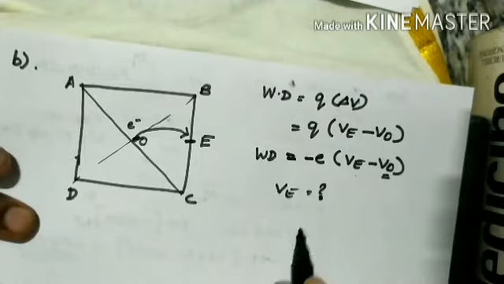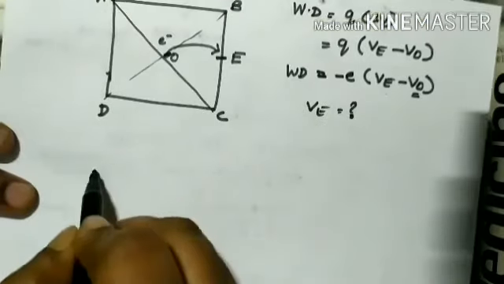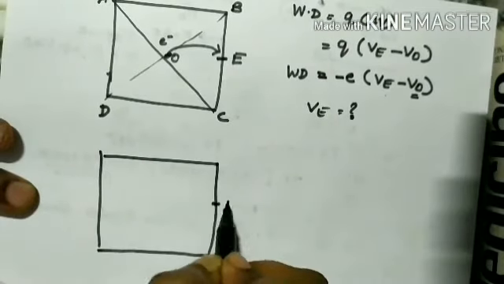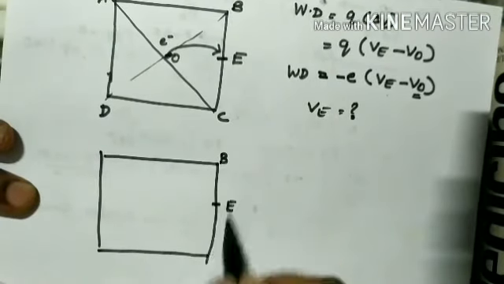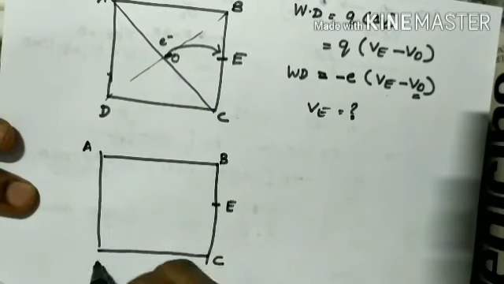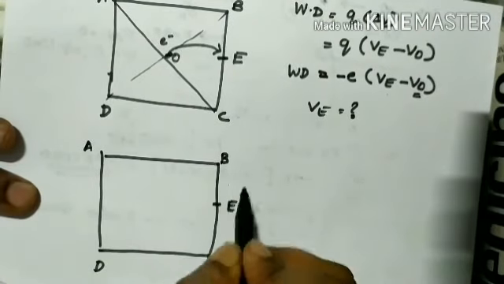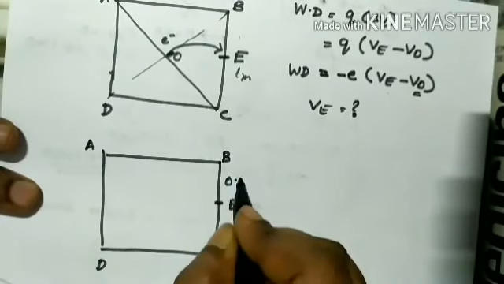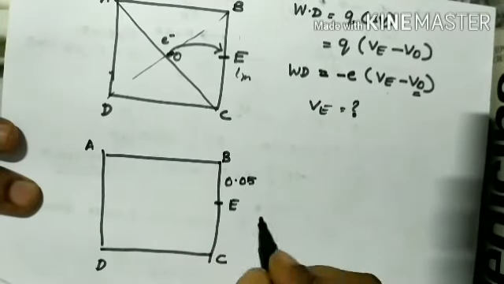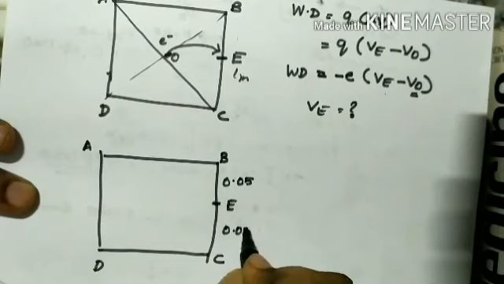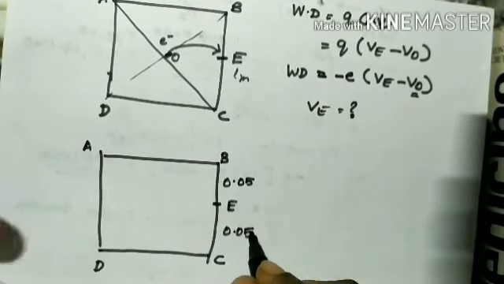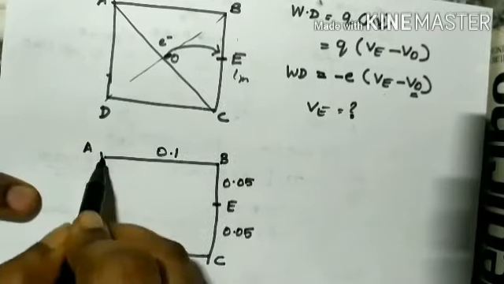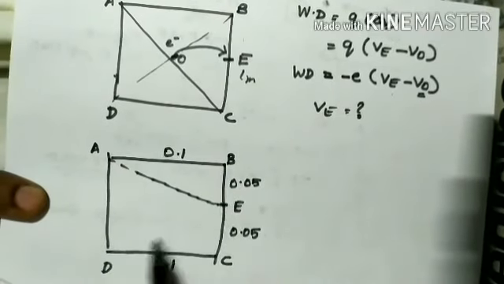How would I find it? I am going to redraw the diagram again. This is point E. This is B, C, A and D. I am going to find the distances. This is 1 meter, from B to C. So this becomes 0.1, and this becomes half, so it becomes 0.05. It's 0.1, 0.1. What is the distance from A to E?